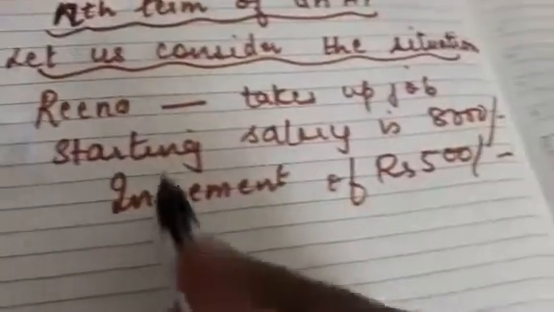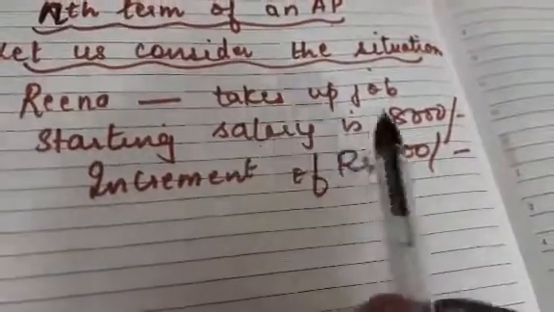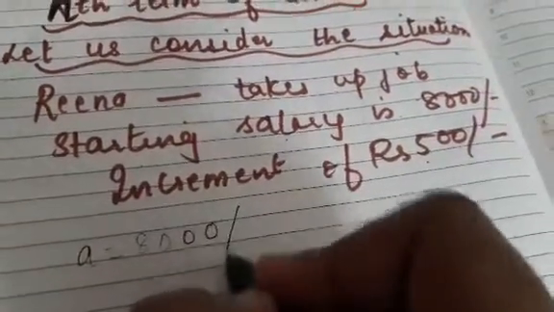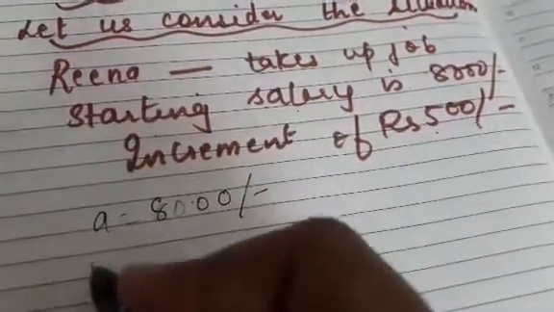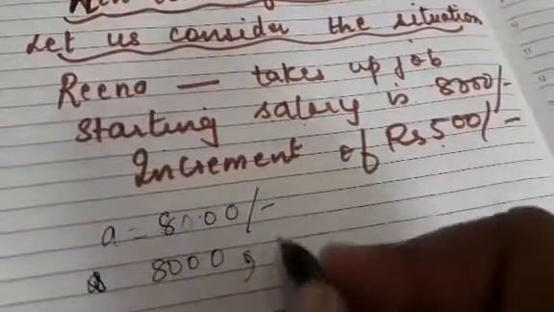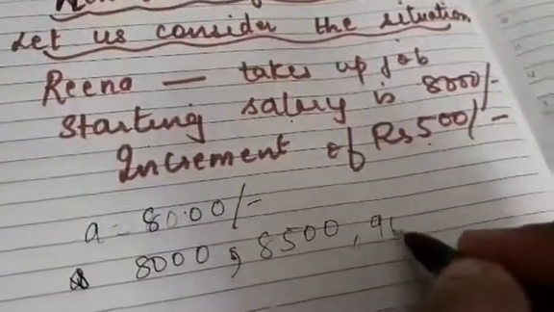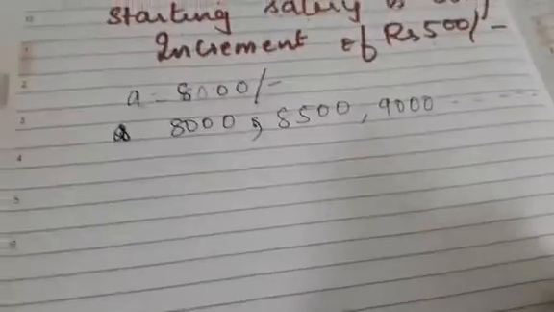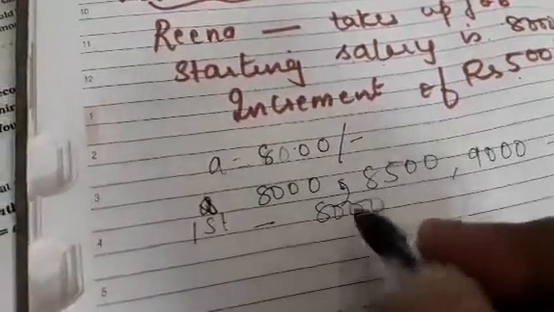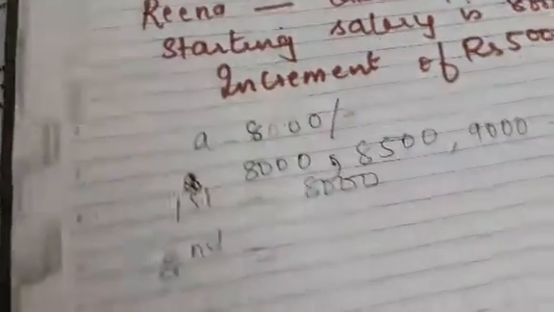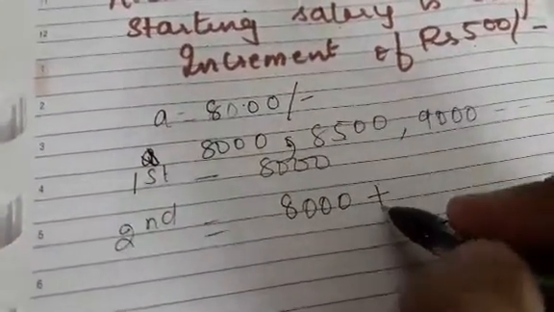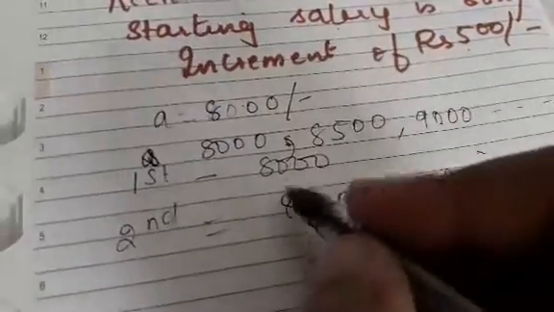So as you know that the increment will be 500 rupees and our starting salary is 8,000. So therefore A will be 8,000, right? That means this is the starting salary. In the next year, it will be 8,500, then 9,000, and so on. Now for the second year, first year though we know that it is 8,000. For the second year, we know that the salary is 8,000 plus 500. Yes, this is for the second year.